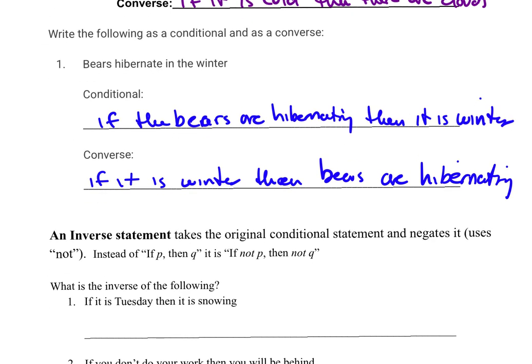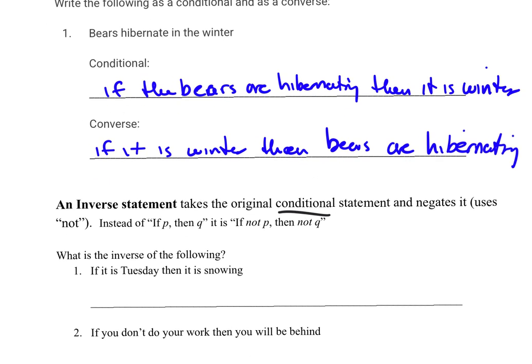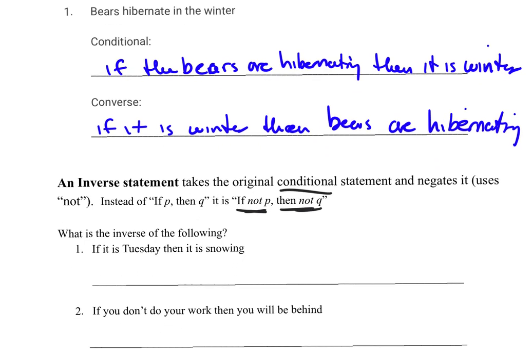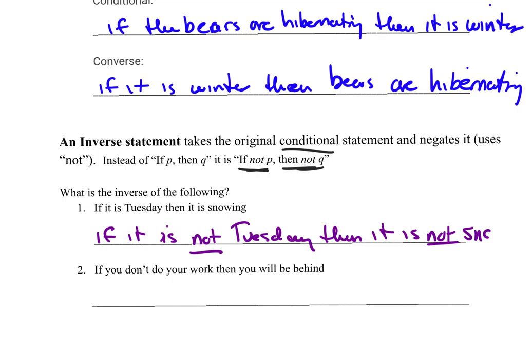An inverse statement goes back to the conditional statement. It says if then, except now you're taking the negative of it. You're saying if not P, then not Q. So if the opposite of P, then the opposite of Q. If I said if it is Tuesday, then it is snowing, I'm going to say if it isn't Tuesday, then it is not snowing.